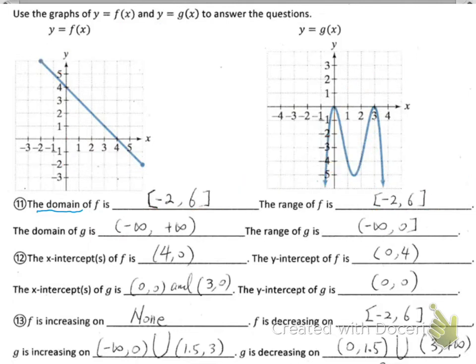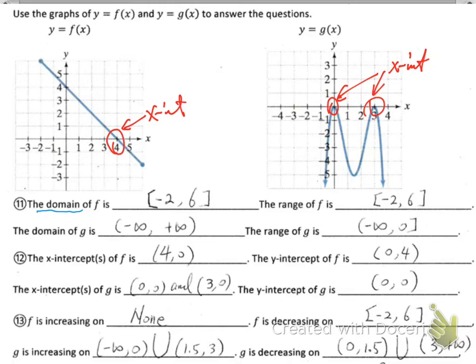Okay, so now let's look at the next question: x-intercepts and y-intercepts. So what are the x-intercepts? An x-intercept is a point on the blue curve and on the x-axis. So these two are the x-intercepts. It's where the blue curve, the graph, touches the x-axis. So for function f it is (4, 0).